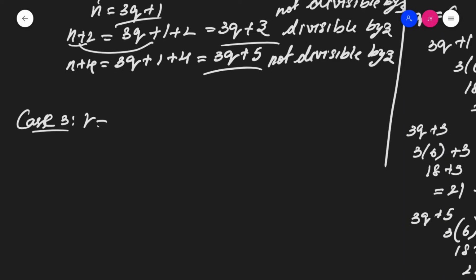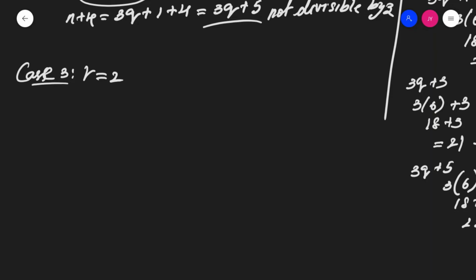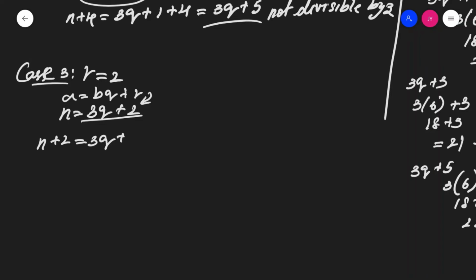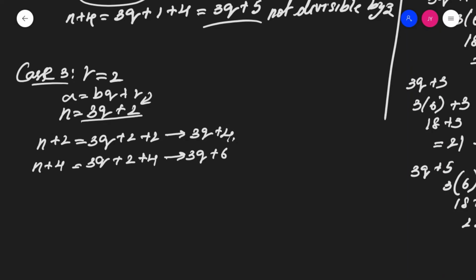Next, the final case, case 3. When r is equal to 2, n is equal to 3q plus 2. a is equal to bq plus r, with r equal to 2. Next, n plus 2. Then it will be 3q plus 2 plus 2, which is 3q plus 4. Finally, n plus 4. It's going to be 3q plus 2 plus 4, which is 3q plus 6.